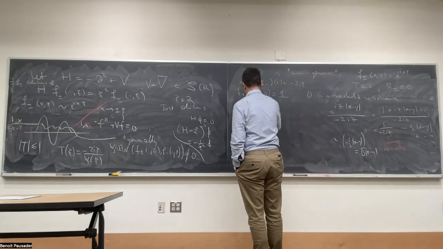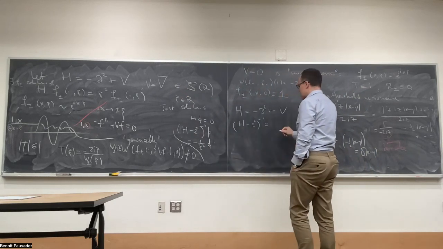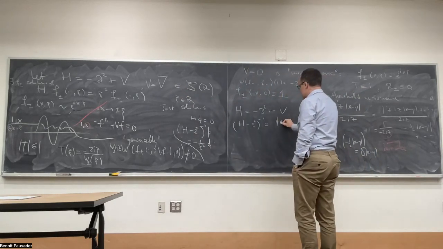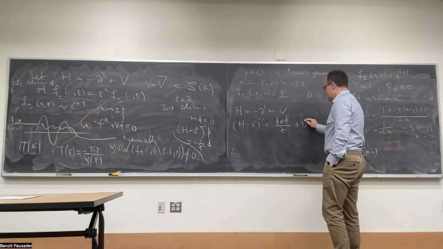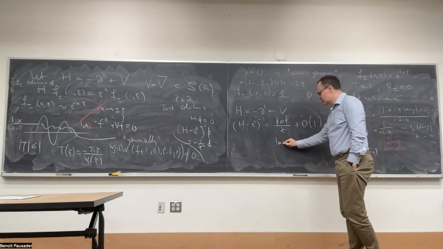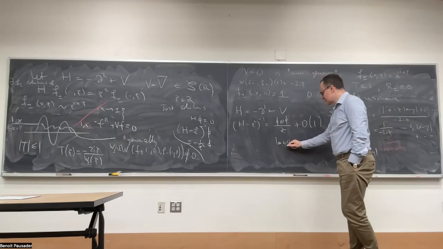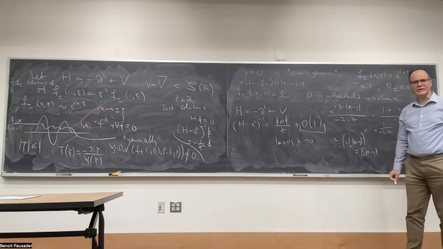H is minus del squared plus V, it's there. H minus Z squared inverse. We'll then start off with the projection E tensor P over Z. Maybe there is a coefficient, and then plus big O of 1. First of all, you need Z positive, and you need Z to tend to 0. In what crazy sense do I mean big O1, bounded?